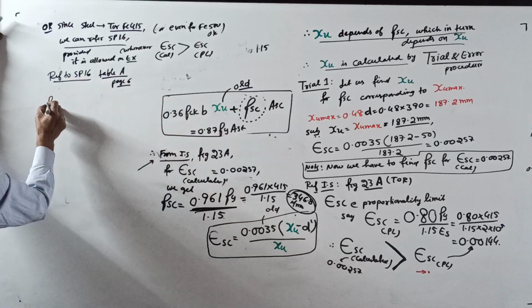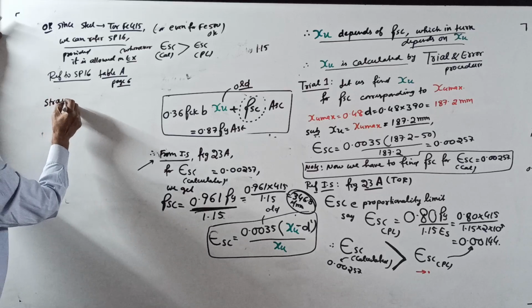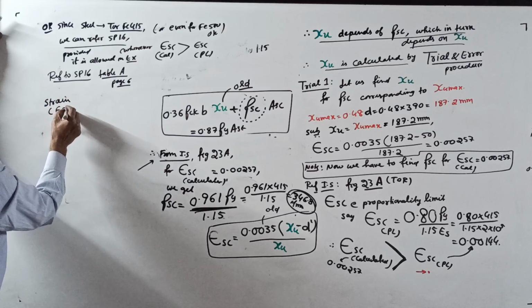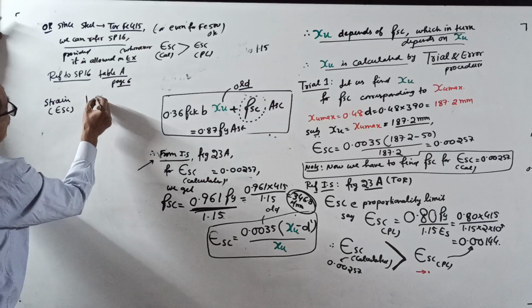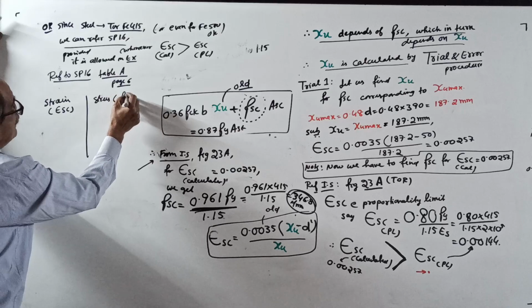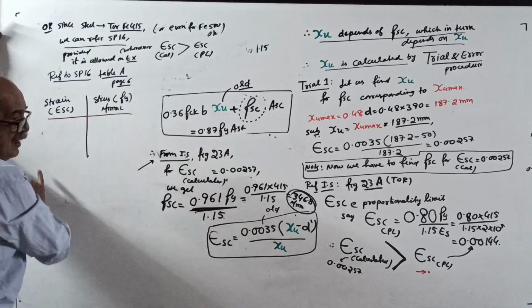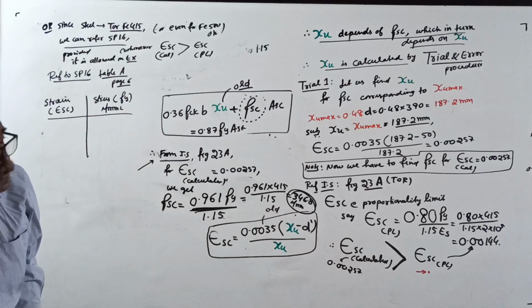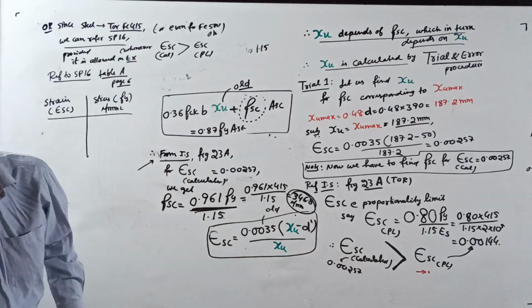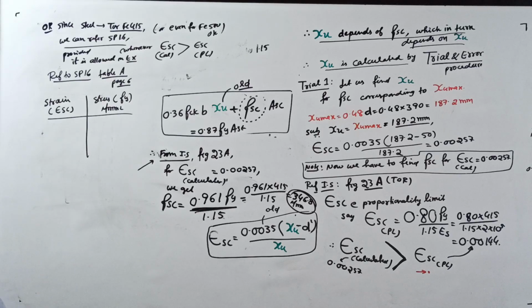See, they are given strain. Strain means epsilon SC. And here stress means Fy in Newton per mm square. If you see that IS code table, where is the IS code? I have bought it here. I forgot actually. Ah, it's here.